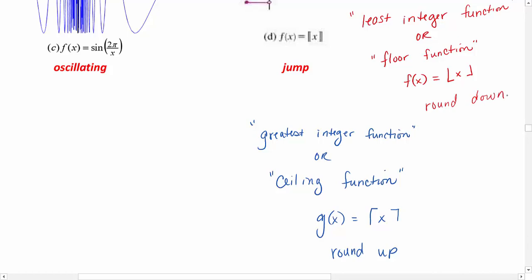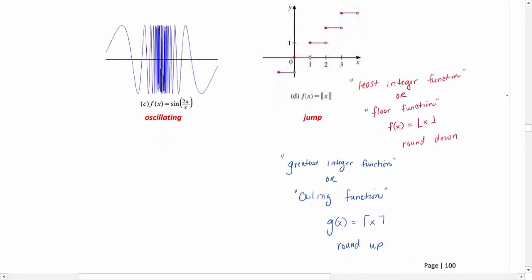So that's our introduction to continuity. We'll talk about the continuity test next.